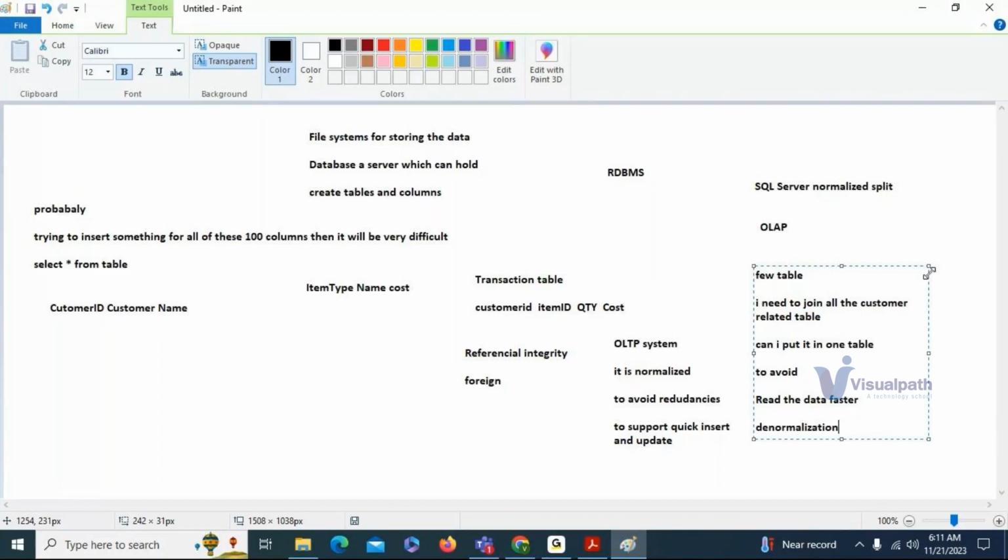Okay. OLAP is all about denormalization. OLTP is about normalization. Okay. This is how it started.